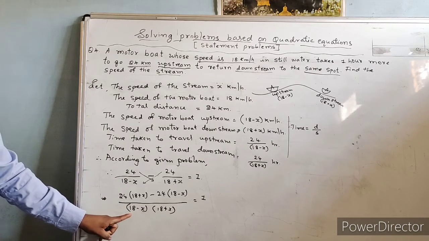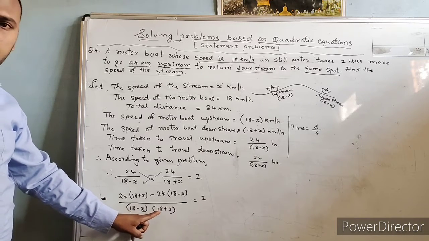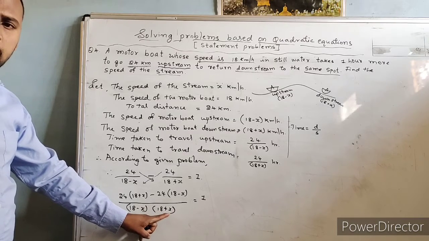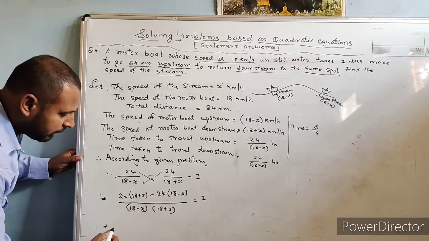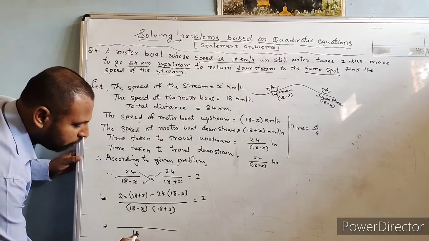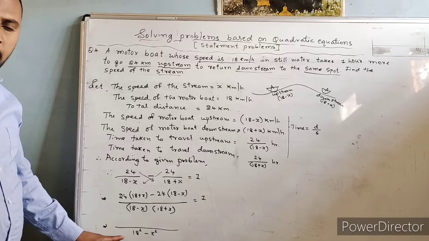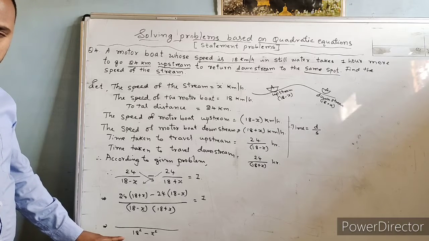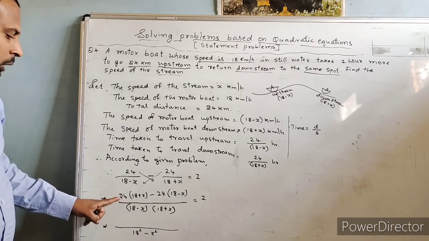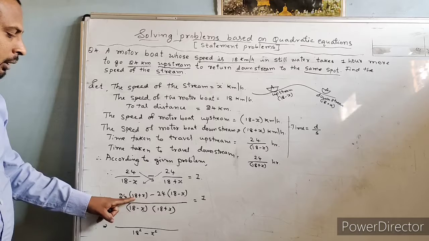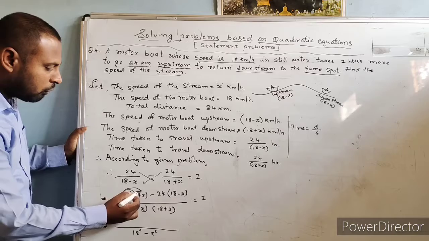Now simplify this. In the denominator we have 18 minus x into 18 plus x. It is in the form of a plus b into a minus b. Therefore we can write 18 square minus x square, because we know that a plus b into a minus b is equal to a square minus b square. Now come to the numerator. Here we have 24 into 18 plus x, so multiply 24 into 18 and then 24 into x.